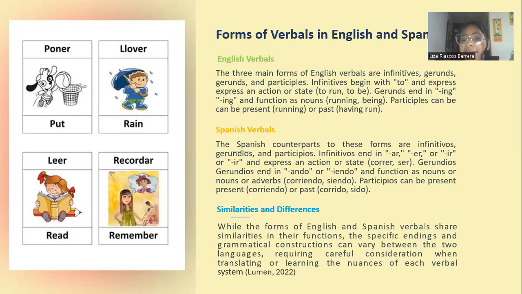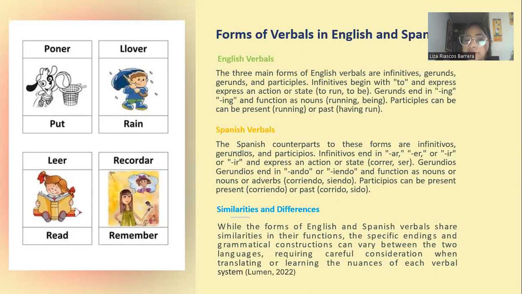Gerundios end in -ando or -iendo, and function as nouns or adverbs of the verbs: corriendo, siendo. Participios can be present, corriendo, or past, corrido, sido.